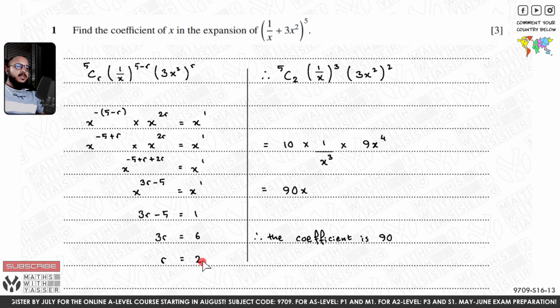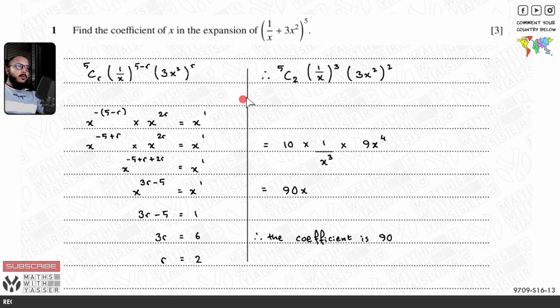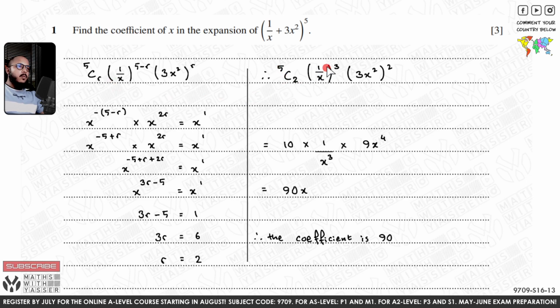Now we can use this value in this formula and we will get 5C2 (1/x)³ because 5 minus 2 is 3, times (3x²)². This gives us 10 times 1/x³ times 9x⁴. Simplifying this, we get 90x. So the coefficient of x must be 90.